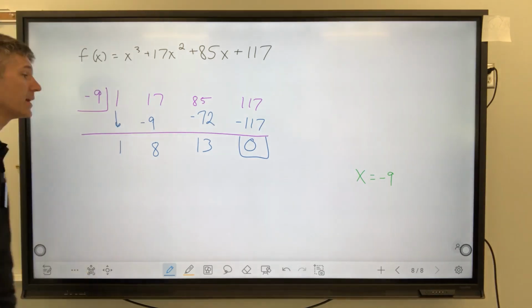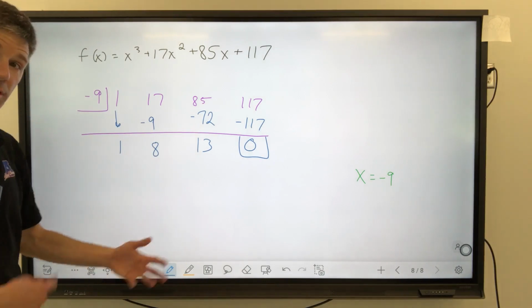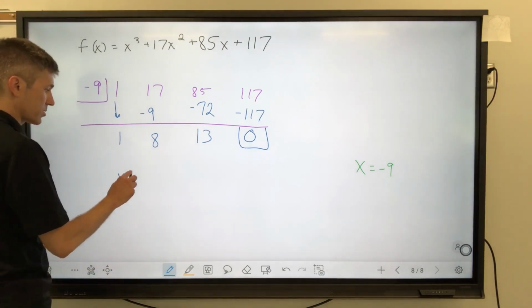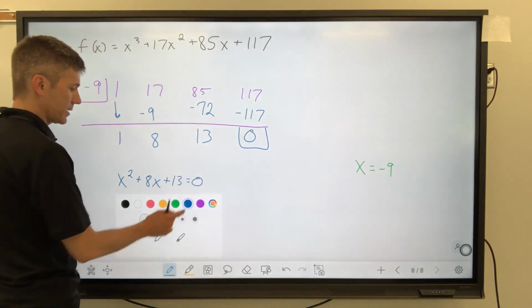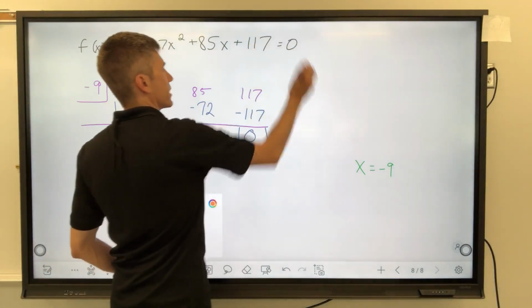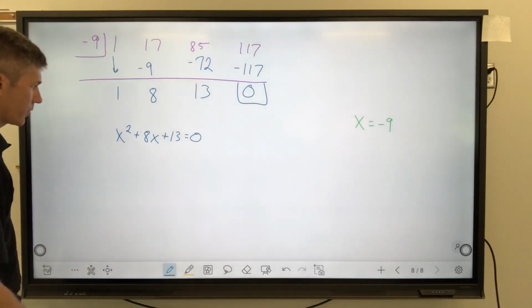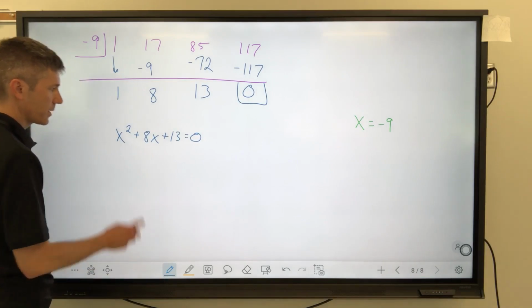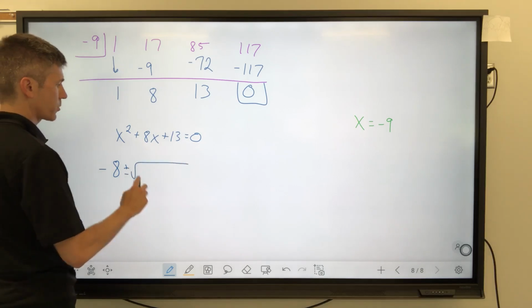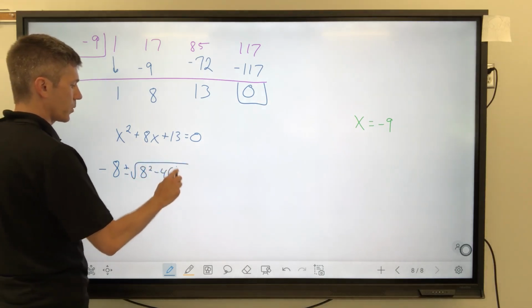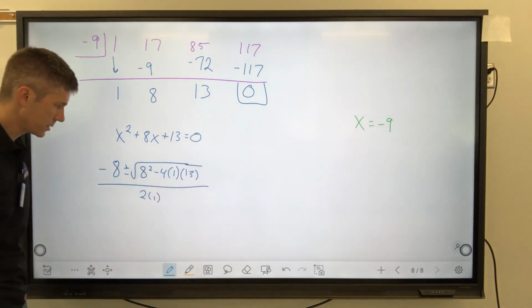Okay, remainder is 0, better be, or you've done something wrong. So now we have 1, 8, 13, and that's going to be the quadratic that's about to emerge from this. So 1x squared plus 8x plus 13, and we're going to set that equal to 0, just like the original, which is set equal to 0 as well. So we are going to solve that using the quadratic formula. So let's go. A, B, C, negative b plus or minus the square root of b squared minus 4ac, all divided by 2a. A is 1. You can leave it out if you like.